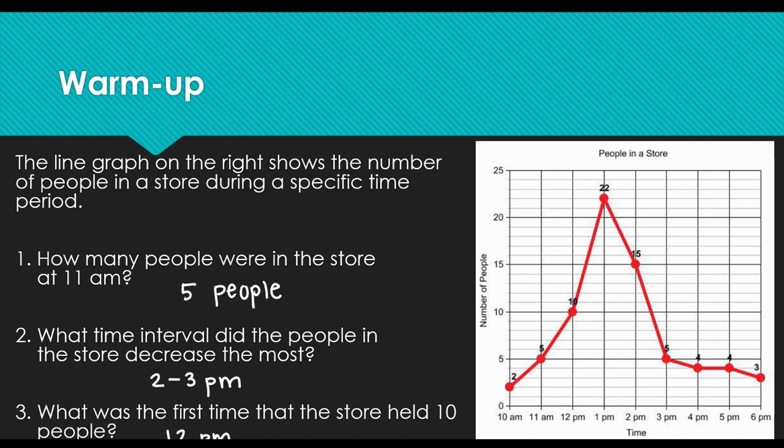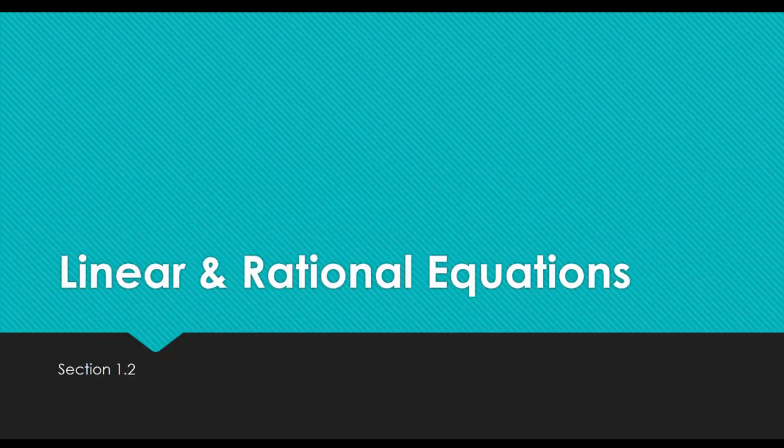What time interval did the people in the store decrease the most? So you're looking for the greatest slope. And so notice that the biggest decline goes from 2 to 3 p.m. And then what was the first time that the store held 10 people? So if you're looking on the y-axis at 10, the first spot that I see would be at 12 p.m.